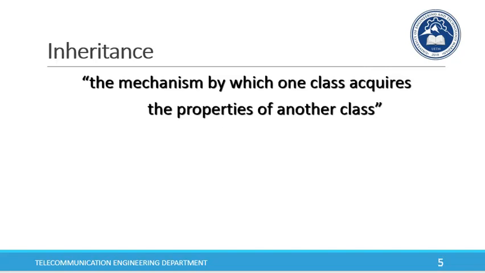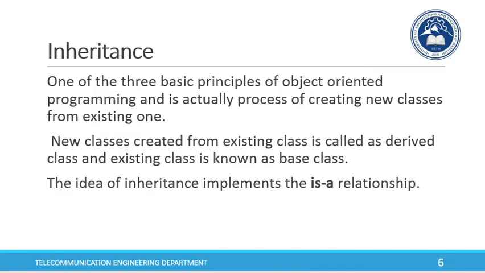Now what is inheritance? Inheritance is basically the mechanism by which one class acquires the properties of another class. This is the definition of inheritance. Inheritance is one of the three basic principles of object-oriented programming and is actually the process of creating new classes from existing ones. New classes created from an existing class are called derived classes and the existing class is known as base class.